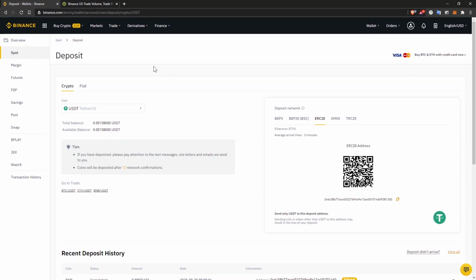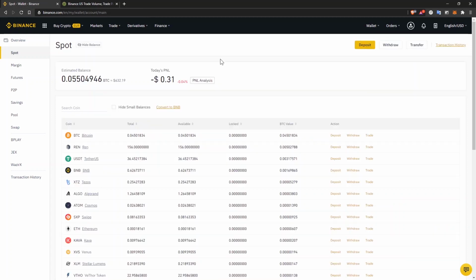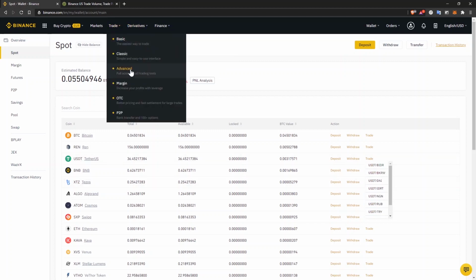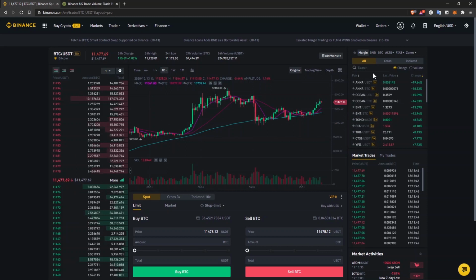So I'll pause the video right now and come back when the funds are ready for trading. Okay, so I have some USDT now available for trading, and from here I can go to trade and select advanced, or I can go here on this link, click on trade, and I can select all the pairs that are available for trading. Well, they are not all of them, just a few, and because of that I'm going to go to trade and advanced, and the trade that I'm going to show you is with BNB, right here, BNB USDT.